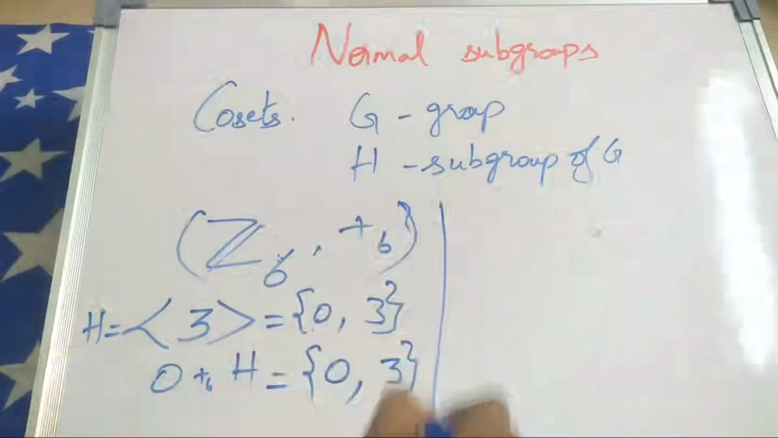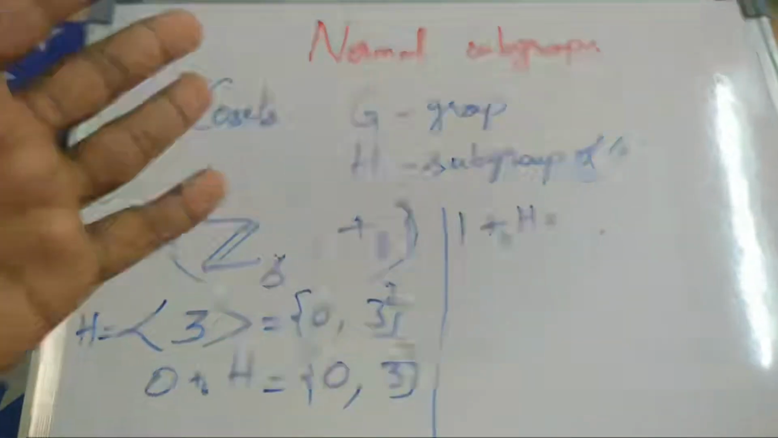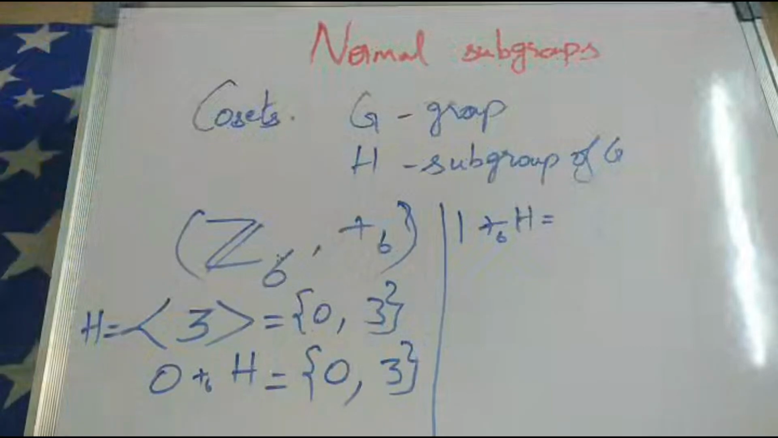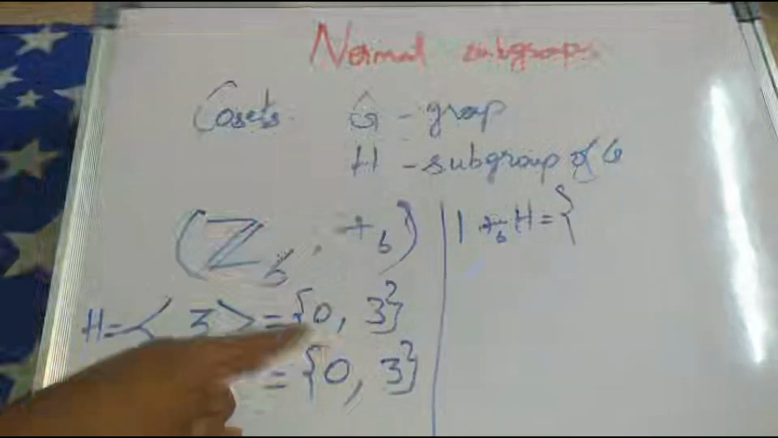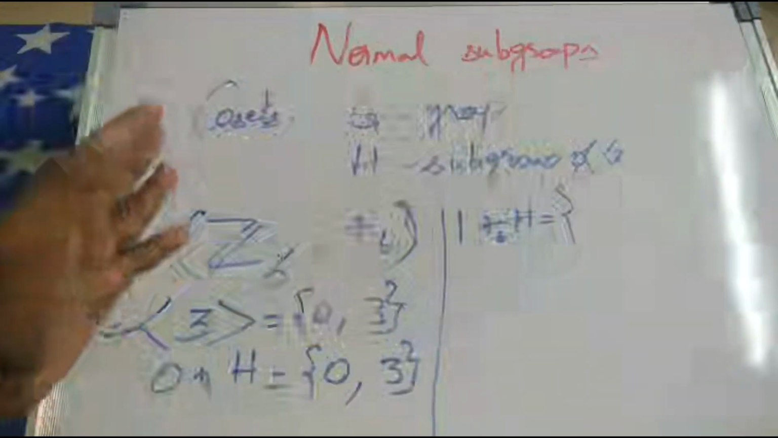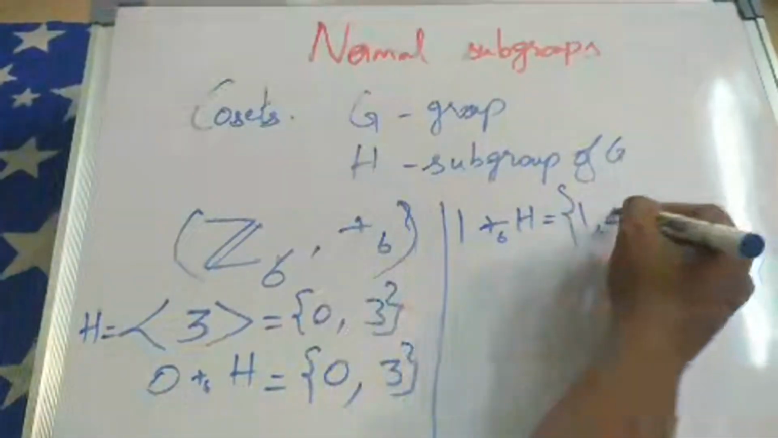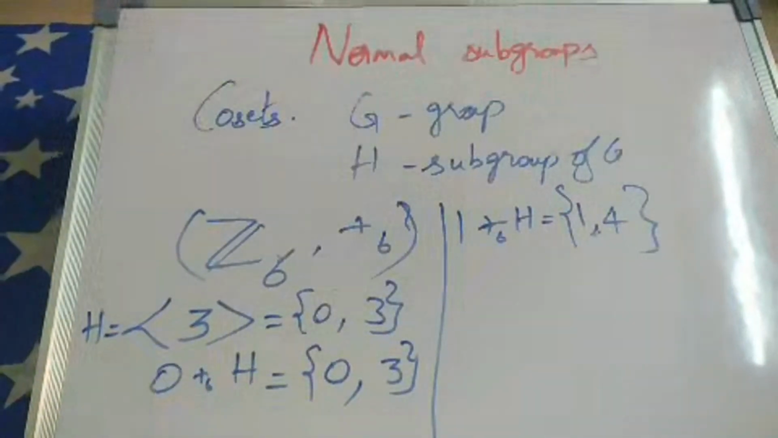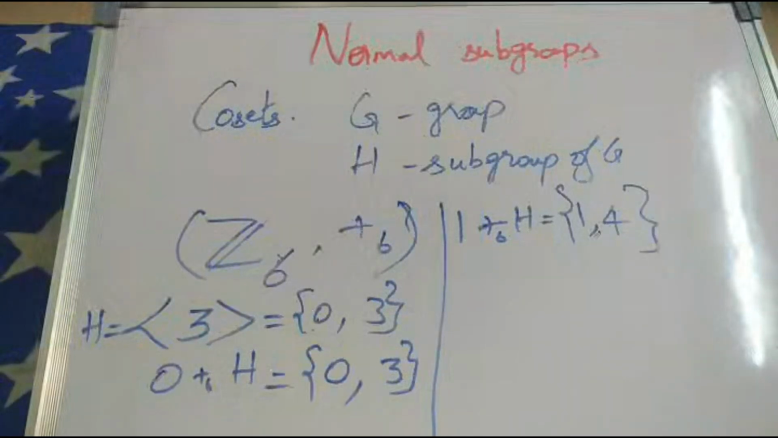Now, 1 +6 H is a coset; this is the left coset of H. We add 1 to every element of H on the left. So 1 plus 0 is 1 and 1 plus 3 is 4. I am careful with my words because operating on the left and operating on the right might be totally different. Might be. We don't have any example here to show that, but still we will proceed.